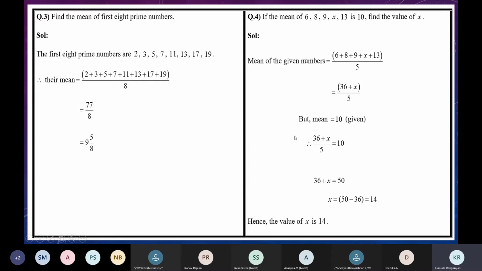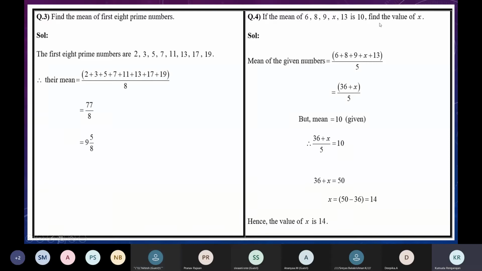How do we find the mean? Sum of all the observations by number of observations. And we get (36 plus x) by 5, but this mean is equal to 10. So on cross multiplying and solving, we find x is 14. The value of x is 14.